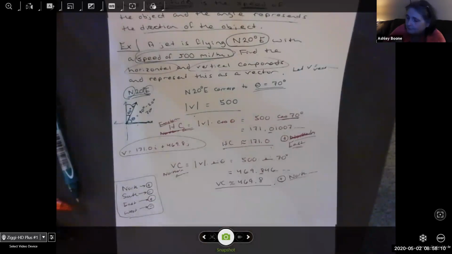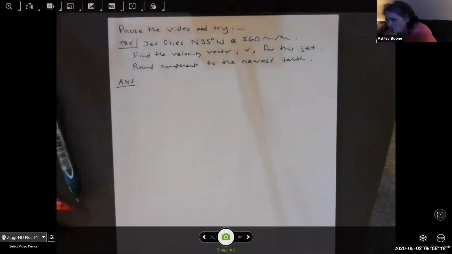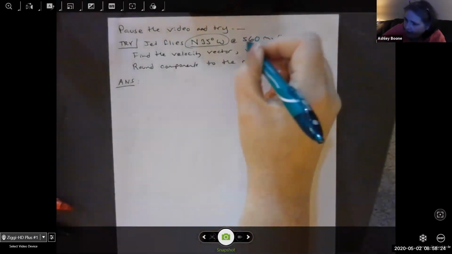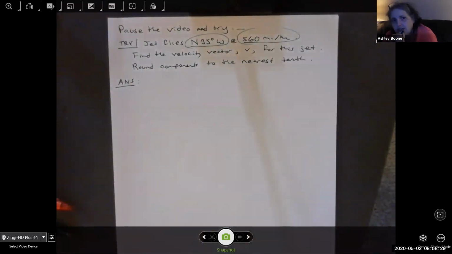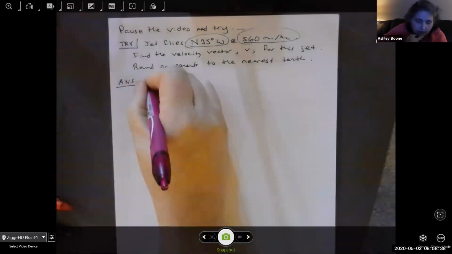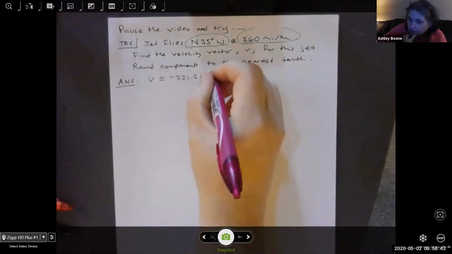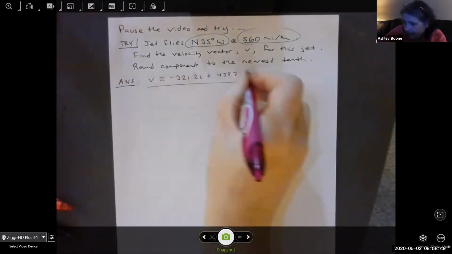So there's an example. Let's look at another. Go ahead and pause the video and try this one. It's just like the last one as far as setup. Jet flies north 35 degrees west at 560 miles per hour. We want to find the velocity vector v for this jet. We're going to round the components to the nearest tenth. The answer you get for this, if you round to the 10th, you should end up with the vector v being approximately negative 321.2i plus 458.7j. If you got that, fantastic.